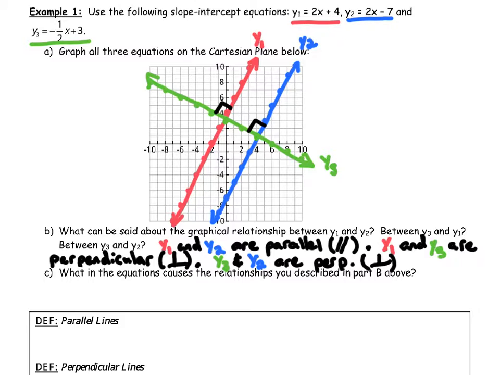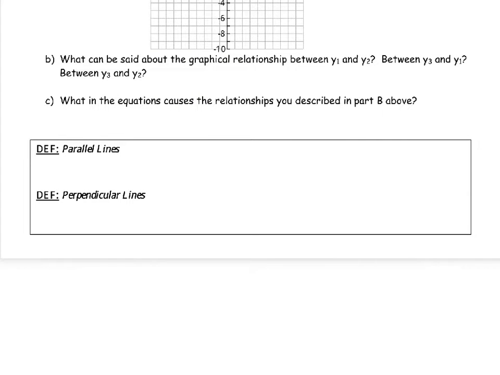Let's go on and talk about part C. Take a second to observe the 3 equations given and see if you can determine what in those equations is responsible for causing these lines to be parallel or perpendicular. Did you say slope? If so, you're correct. The 2 lines that are parallel happen to have the same slope, while the lines that intersect actually have reciprocal slopes and opposite signs. So that leads us to our 2 definitions for this lesson, parallel lines and perpendicular lines.